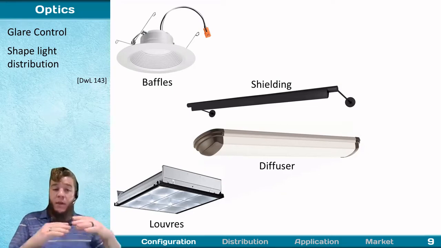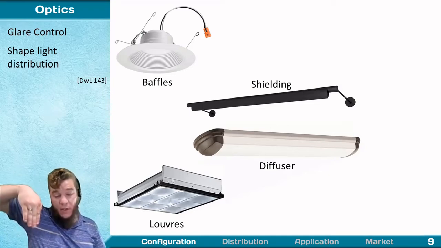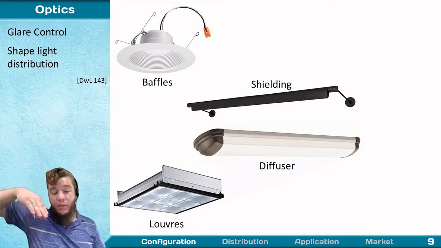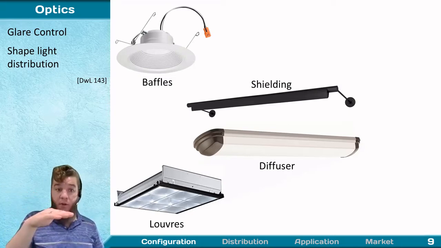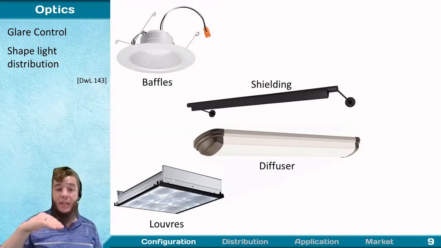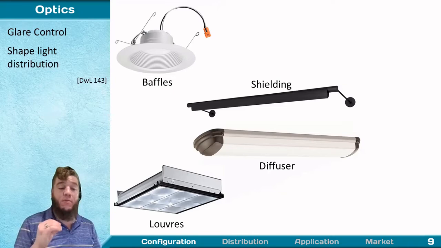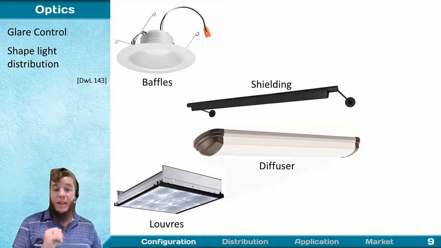So remember our vertical angles, straight down is 0 degrees. And as we come up, we're increasing, the equator is at 90. So light coming across in that 90 degree plane has a high potential for direct glare. But it's not just 90, it's actually this whole high angle range between 60 and 90 that you want to try to cut off to prevent that direct view glare from happening in your space. Louvers are one of the best options for that problem.